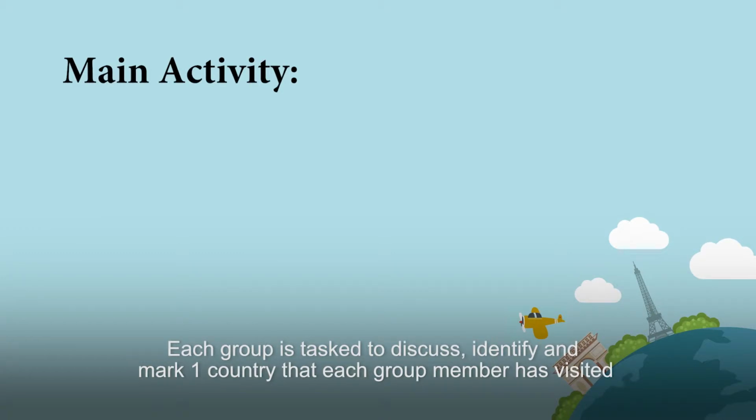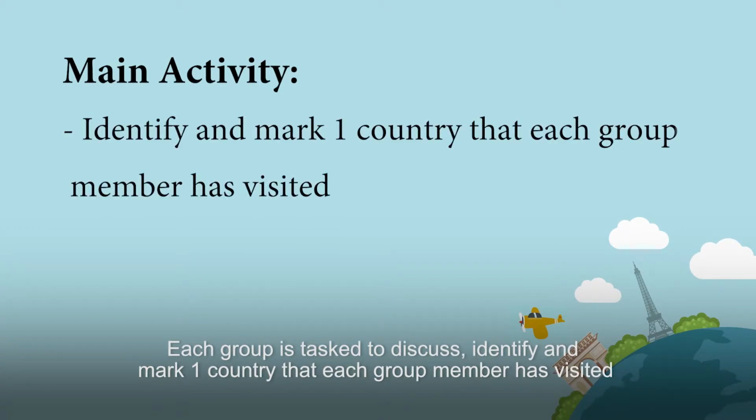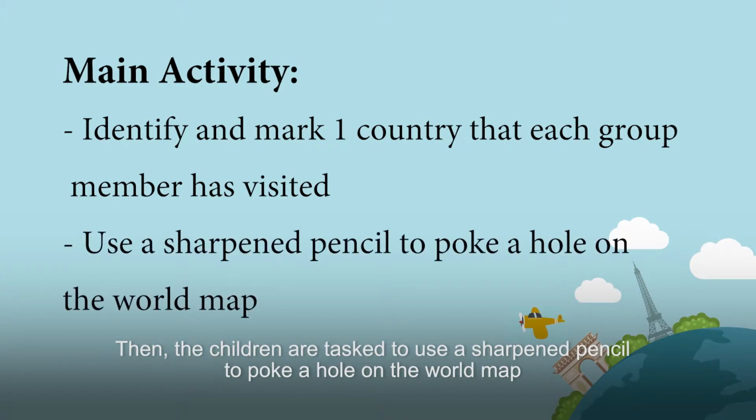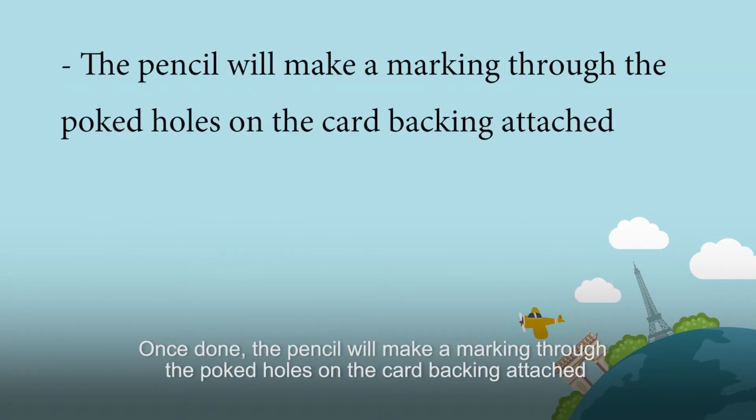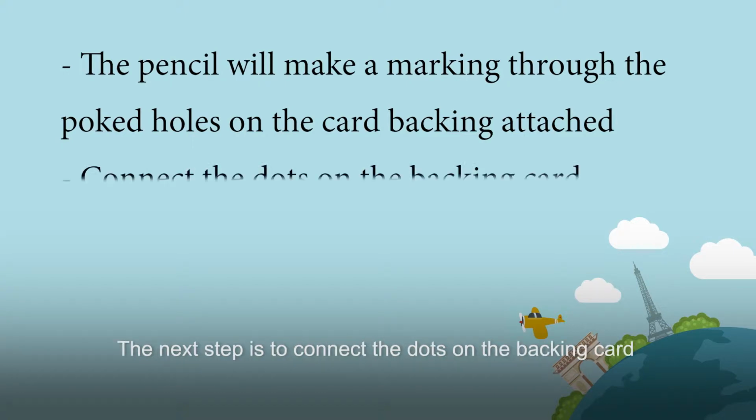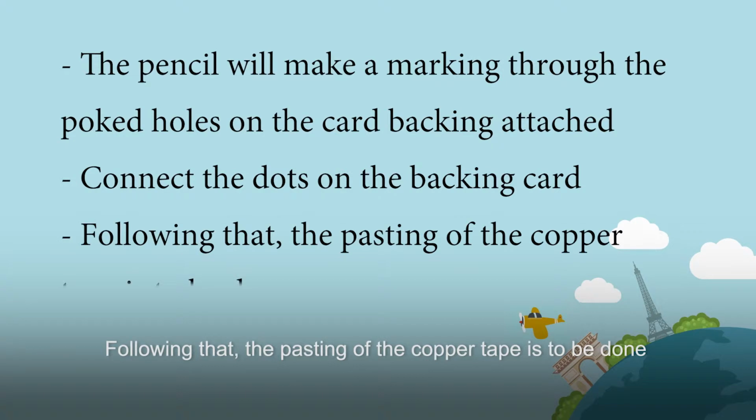Each group is tasked to discuss, identify, and mark one country that each group member has visited. Then, the children are tasked to use a sharpened pencil to poke a hole on the world map through each country visited by each group member. Once done, the pencil will make a marking through the poked holes on the card backing attached. The next step is to connect the dots on the backing card. Following that, the pasting of the copper tape is to be done.